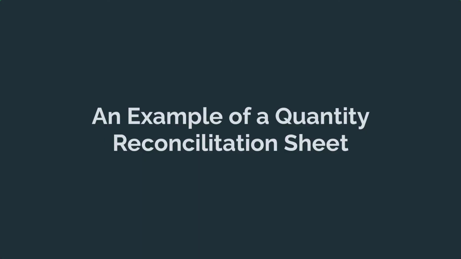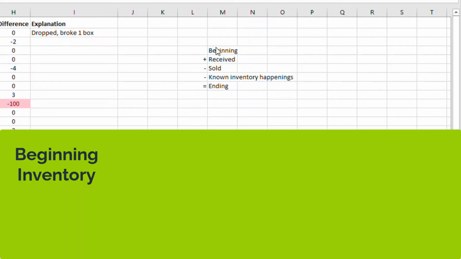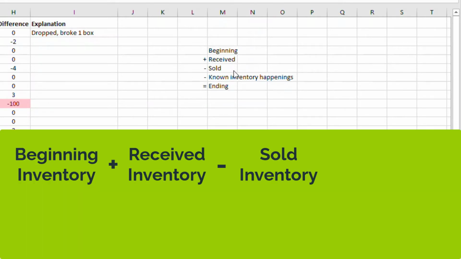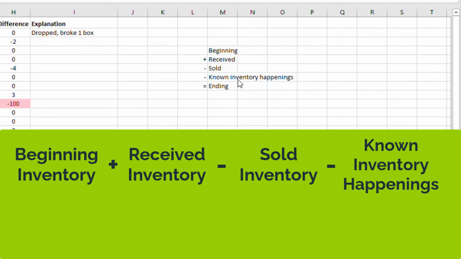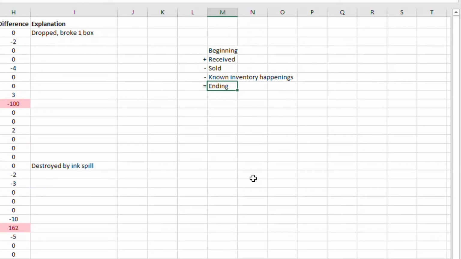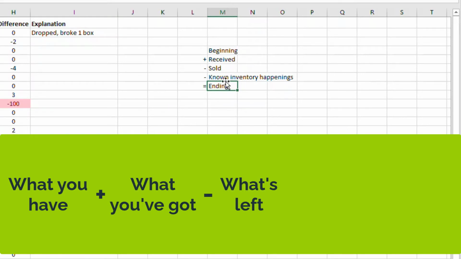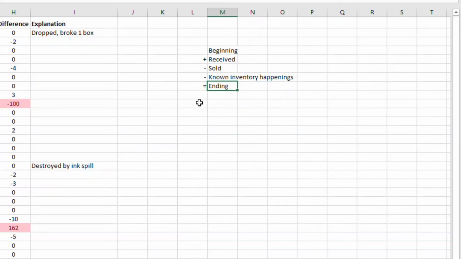All right, next I want to show you an example of a quantity reconciliation sheet. So the general equation that you're going to use here is your beginning inventory plus your received inventory minus your sold inventory minus your known inventory happenings, or sometimes plus, but more commonly minus, equals your ending inventory. So mathematically, this should make sense. What you have plus what you got minus what left is what you end up with. And so let's break this down and go into the details.